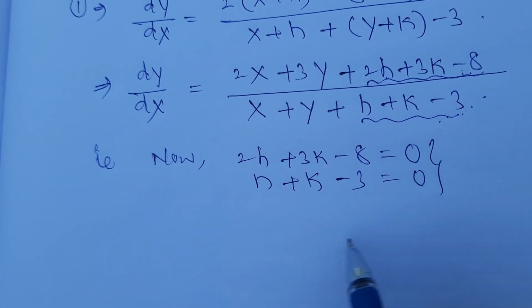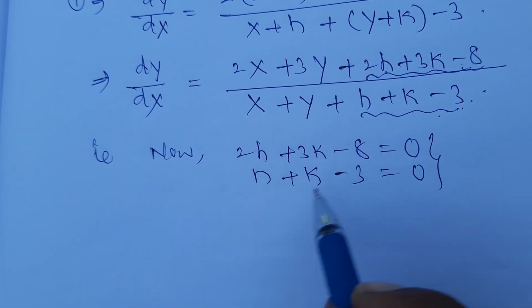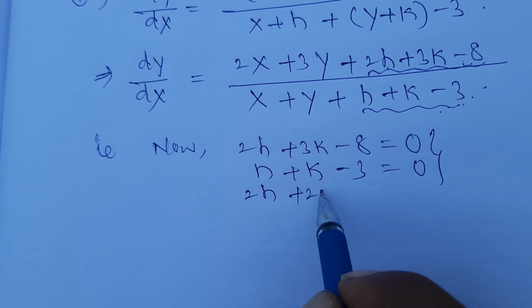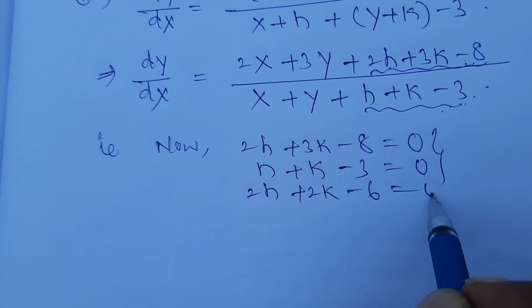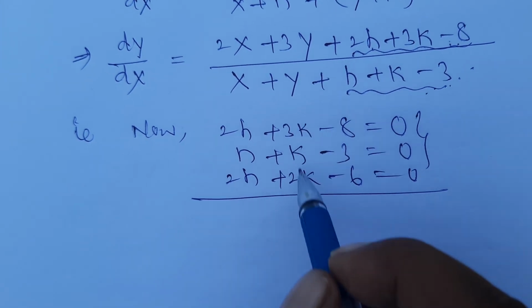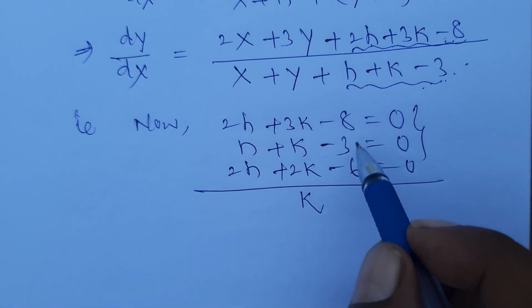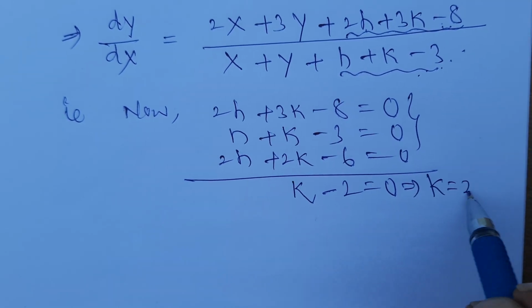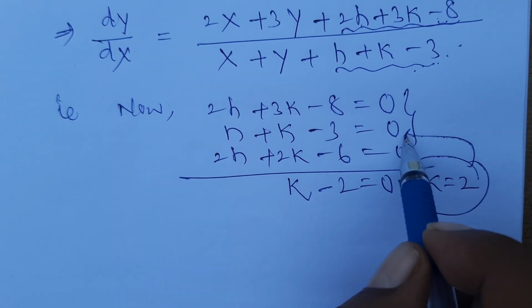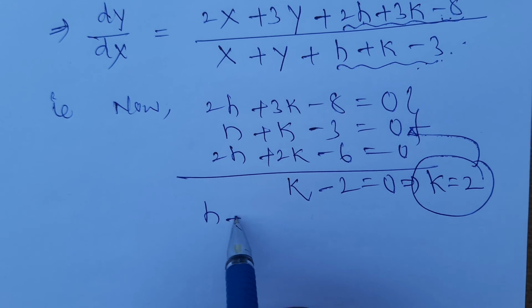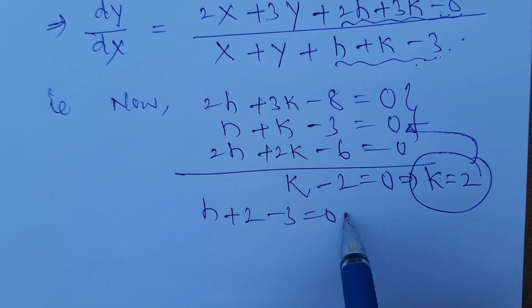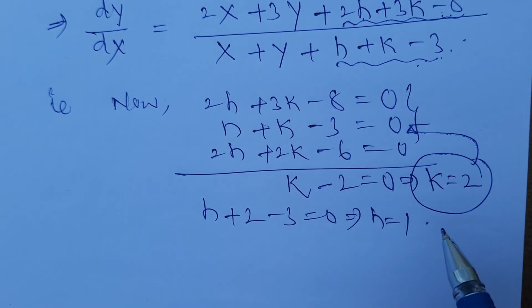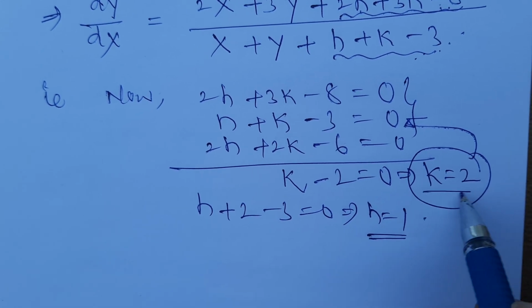By solving these two equations, multiply the second equation with 2. Then 2h plus 2k minus 6 is equal to 0. By subtracting, the 2h terms cancel. Here for k, by subtracting, we get k minus 2 is equal to 0. Means k value is 2. Replace k value 2 in this equation. Then h plus 2 minus 3 is equal to 0. Means h is equal to 1. Therefore h value 1, k value 2.